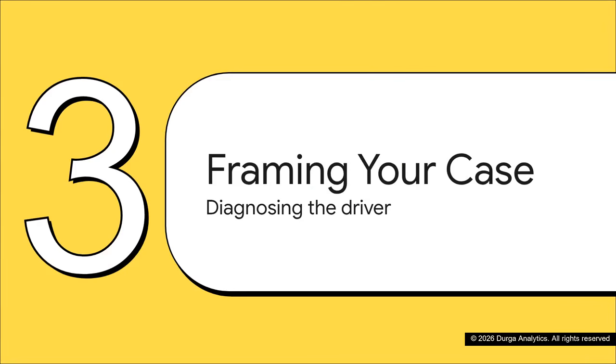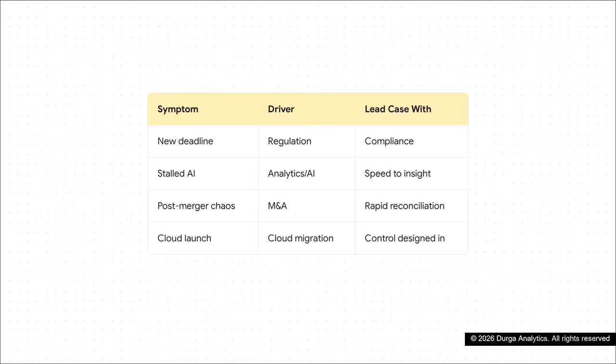Okay, let's pivot to Section 3, framing your business case. Understanding the theory behind drivers is great, but how do we actually use this to get money? This is where the rubber meets the road. The driver completely dictates how you sell the program. If the symptom is a new regulatory deadline, your driver is regulation. So you absolutely must lead your business case with compliance and fine avoidance. But if your symptom is post-merger chaos and you've got duplicate customers everywhere, your driver is M&A. In that case, you do not talk to the board about compliance. You lead with rapid reconciliation and reporting. You have to diagnose the driver first and then speak its exact language.